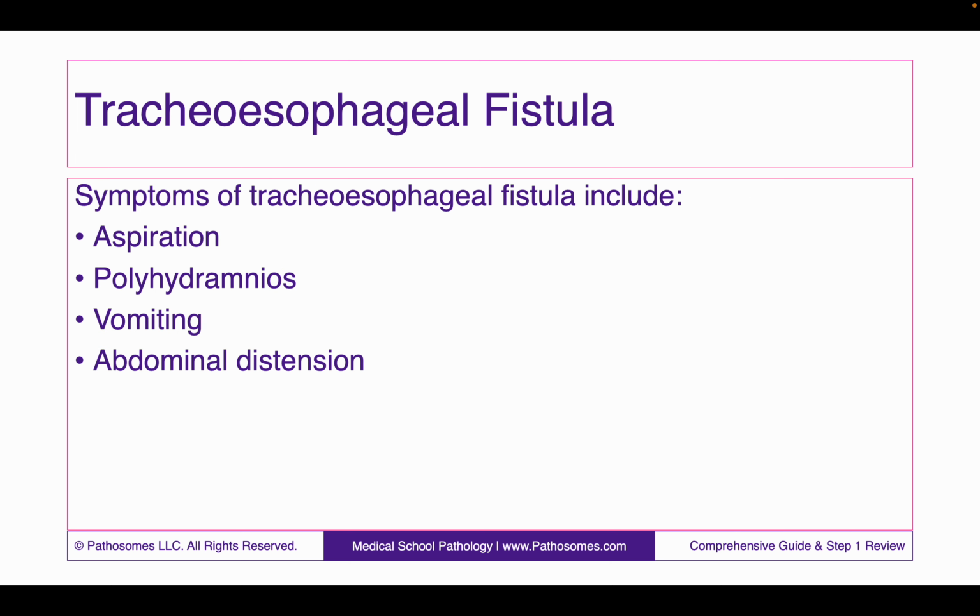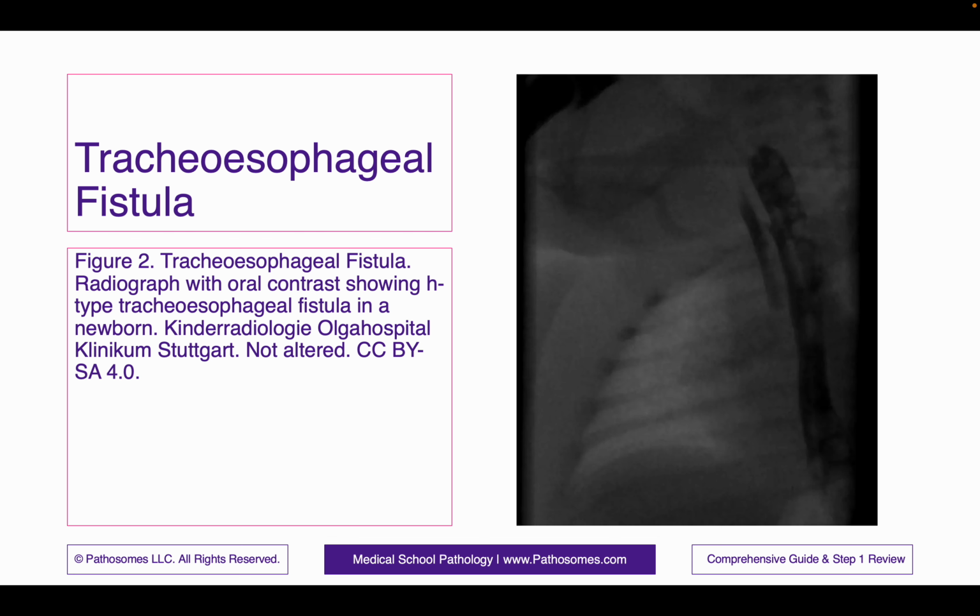Symptoms, as you can imagine, of tracheoesophageal fistula include aspiration, polyhydramnios, vomiting, and abdominal distension. Here we have a figure from a radiograph utilizing oral contrast showing an H-type tracheoesophageal fistula in a newborn.